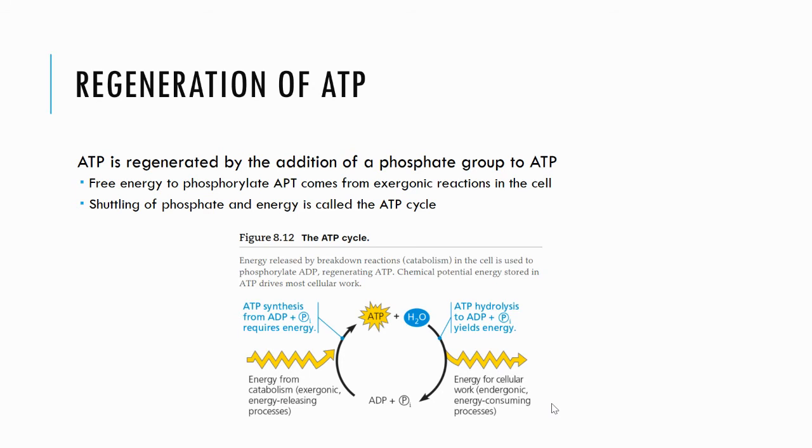So we start with a little ATP and a little H2O. So that gives us energy for cellular work. Then we're left with ADP and P. And so then they will be phosphorylated, and then we're able to start the whole process again.